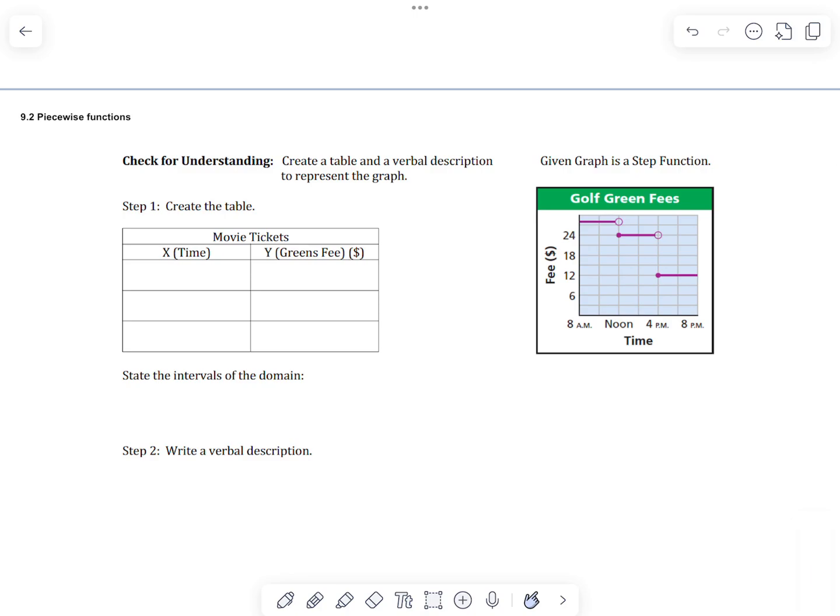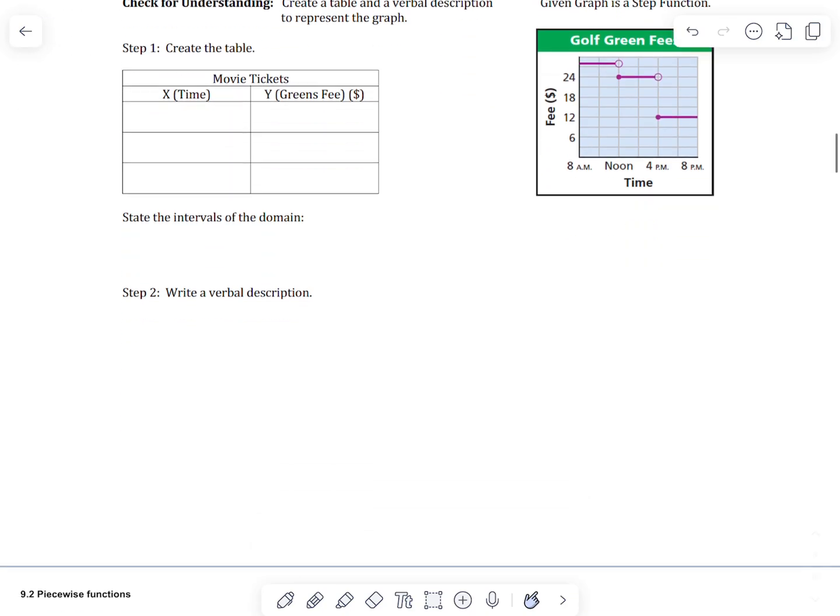And then we have a check for understanding, so we're just going to hold off on that. So we'll do that one in class.